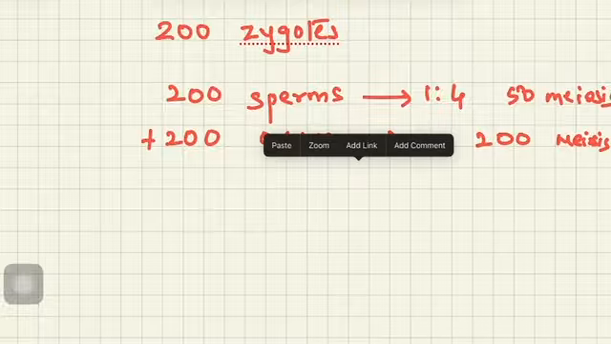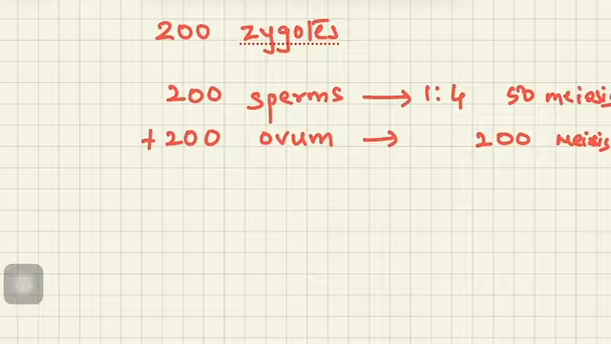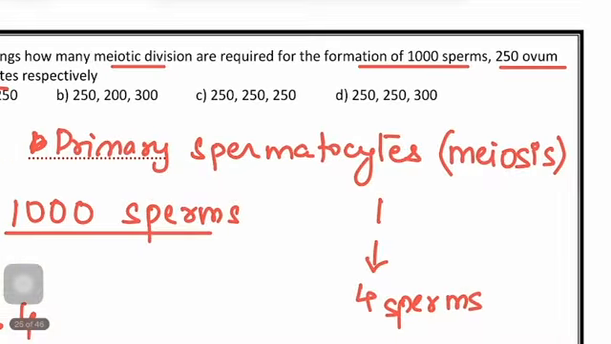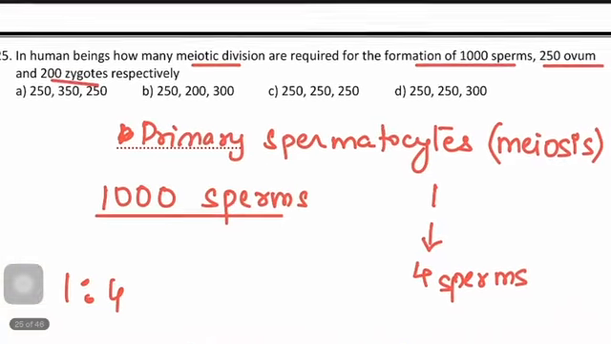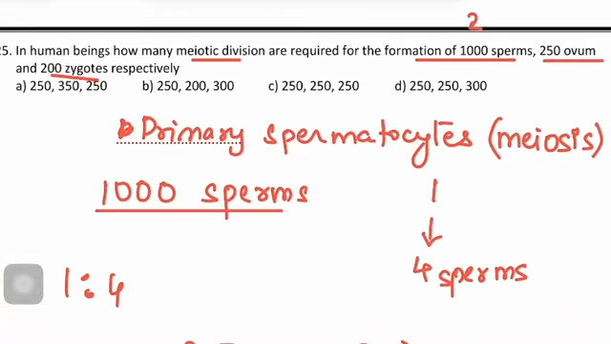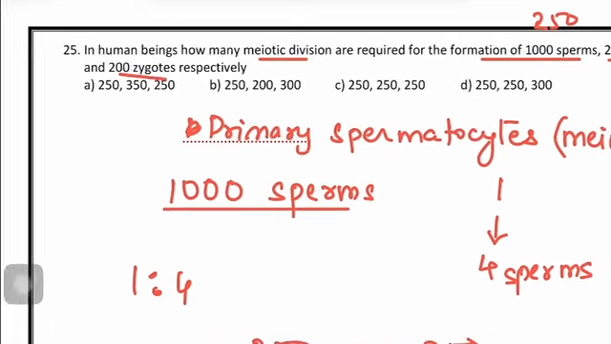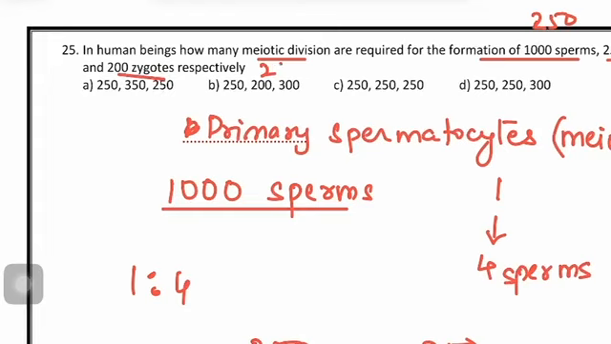So for 200 zygotes to be formed, you will need 50 meiosis for sperm production, 200 for egg. So total of 250 meiosis. So what is required is 250 meiosis for 1000 sperms, 250 meiosis for ovum, and 250 meiosis for 200 zygotes to be formed. So answer will be option C.